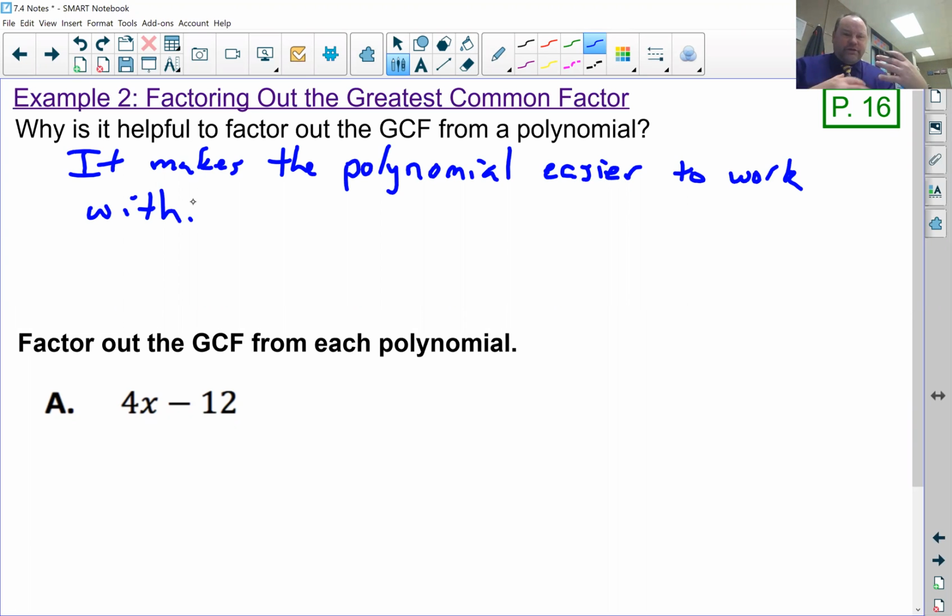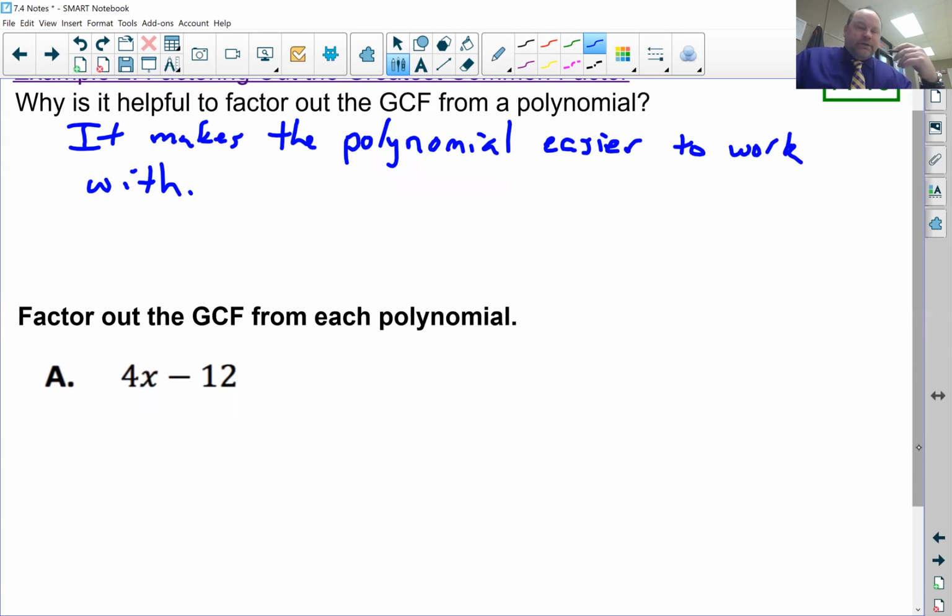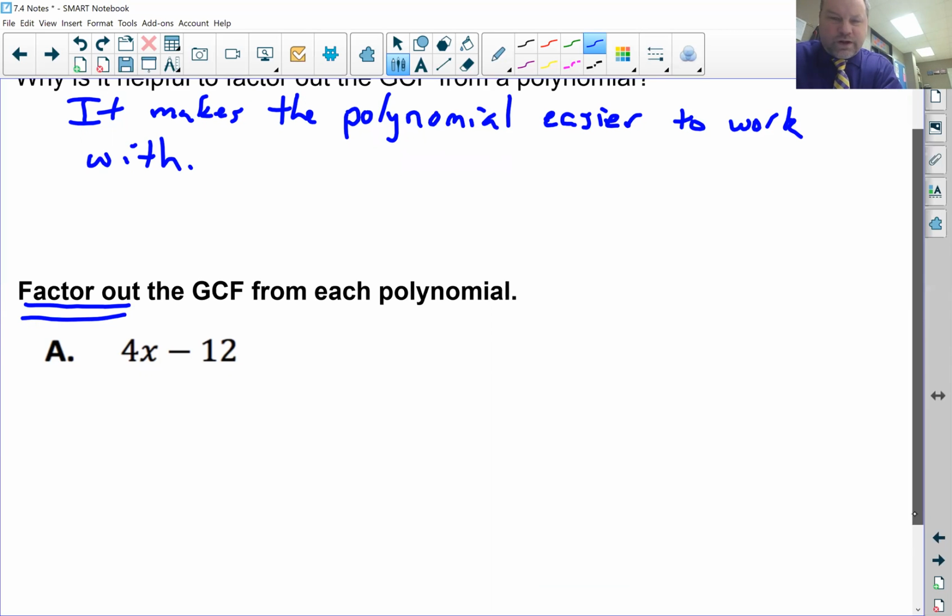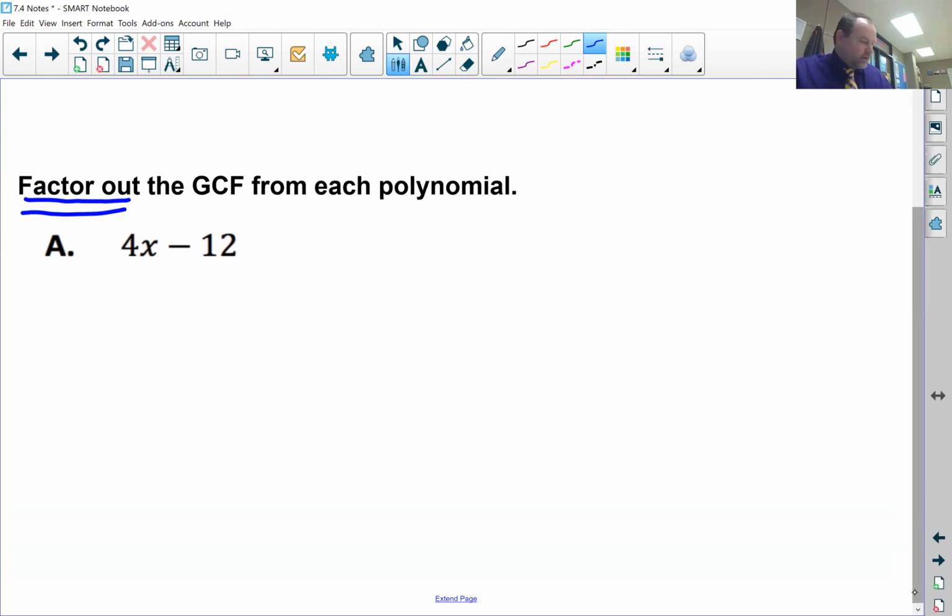You know, it makes the coefficient smaller, the variable smaller. It just is easier, I think, to work with and to see. So the difference that we're going to do now, here it says factor out the greatest common factor. So now instead of just writing what the greatest common factor is, we are going to write it and rewrite what's left in our polynomial.